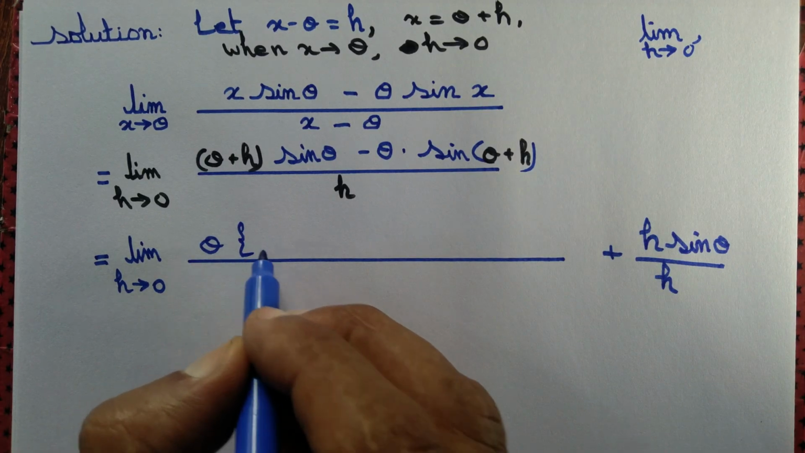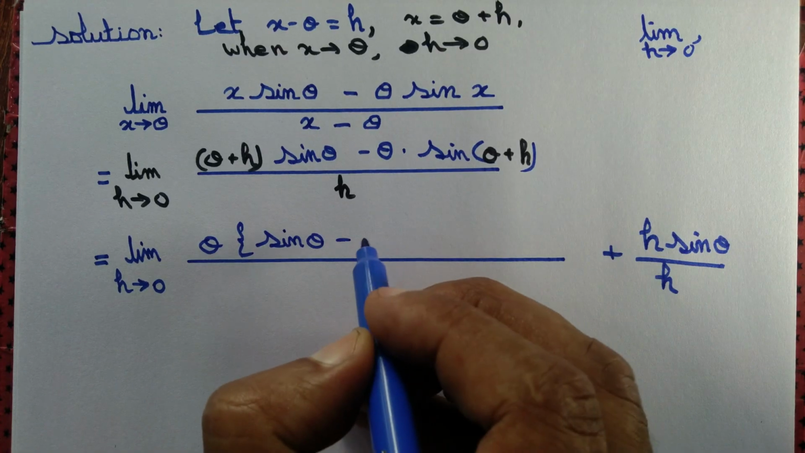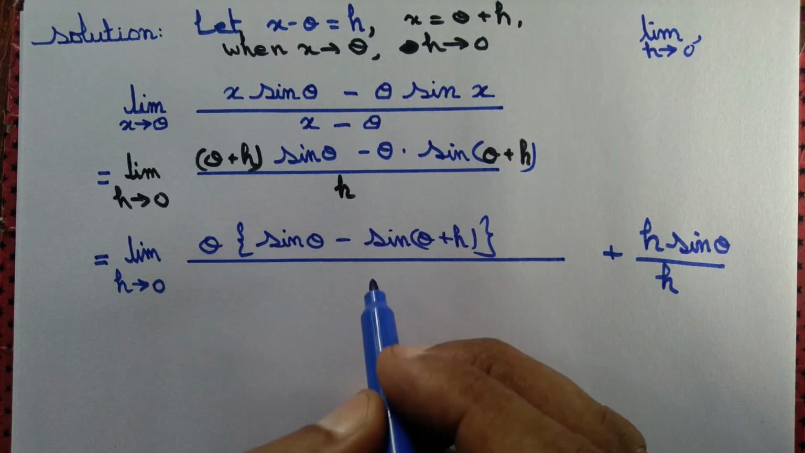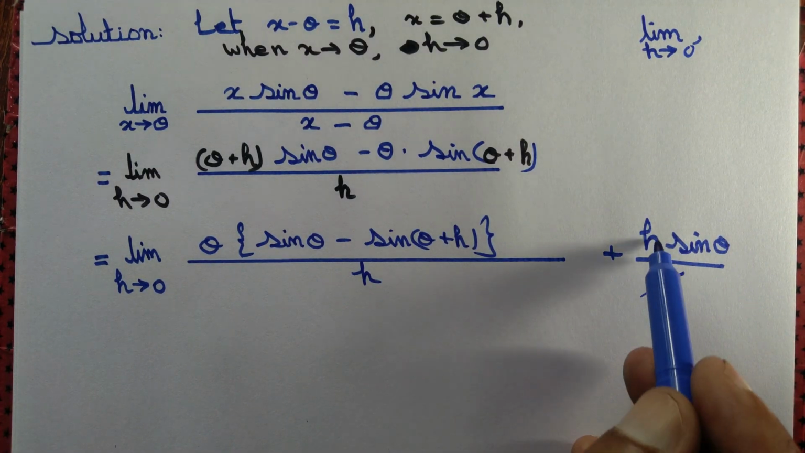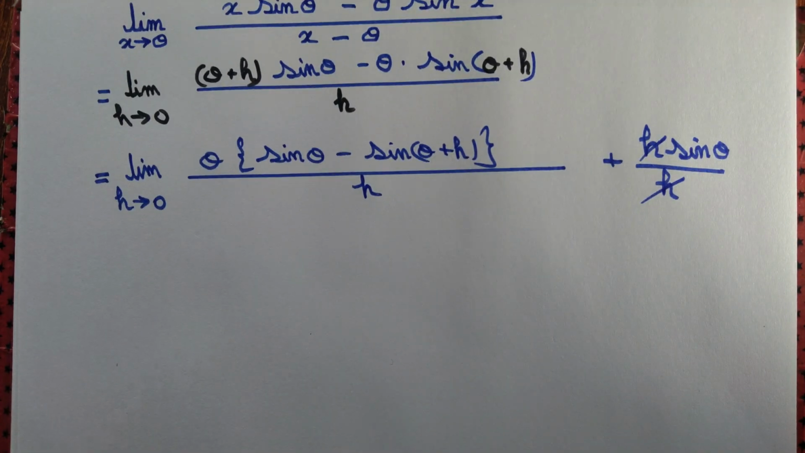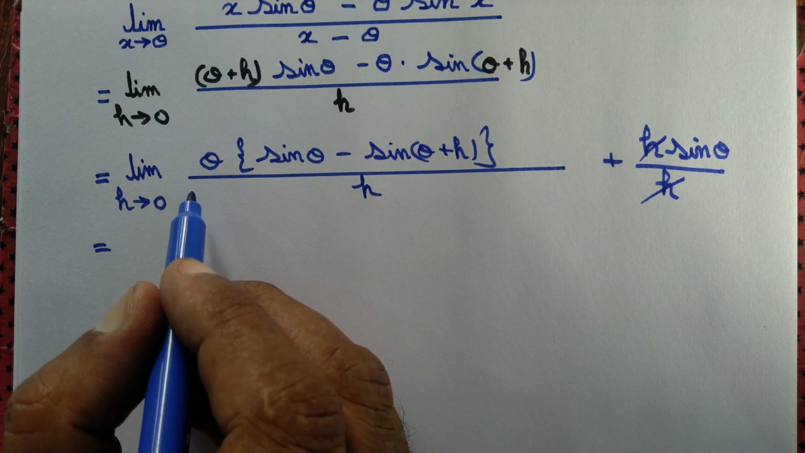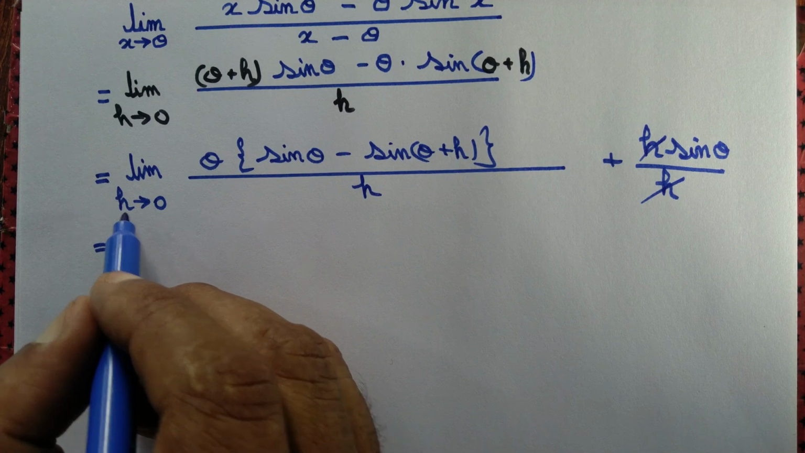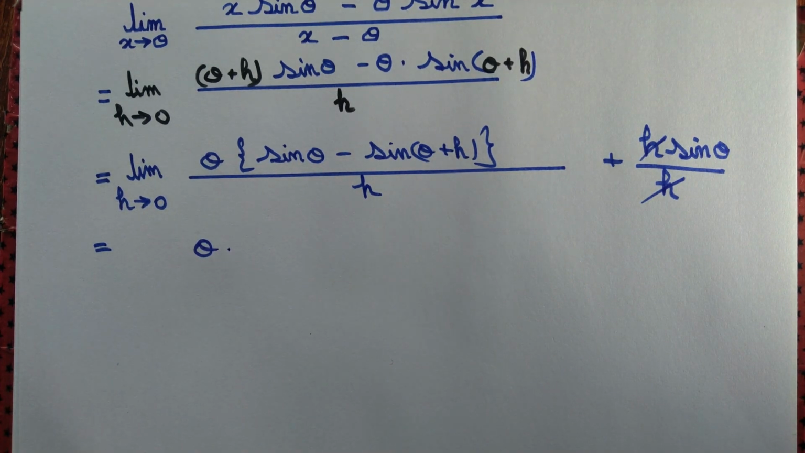If I take theta common, I will be left out with sin theta minus sin of theta plus h, divided by h, we copy as it is. Observe that we can cancel h out. So no problem in evaluating this limit as long as h is not equal to 0. As h is tending to 0, theta does not change, so we don't have to worry about this theta.